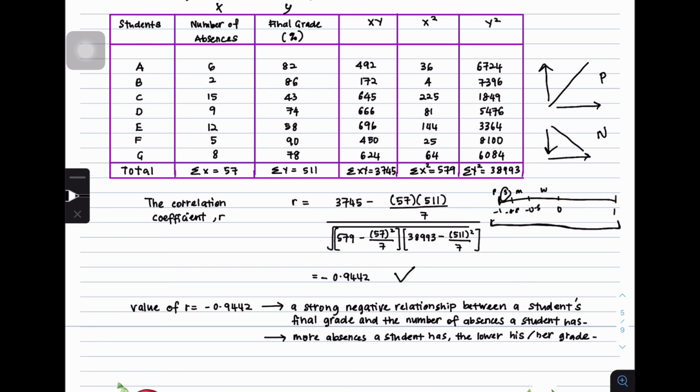If you have the value of R between 0 to 0.5, means you have weak positive. If you have 0.5 until 0.8, means you have moderate positive. If you have the value of R in between 0.8 to 1, you will have strong positive. And if you have exactly the value of R equal to 1, means you have a perfect positive relationship.